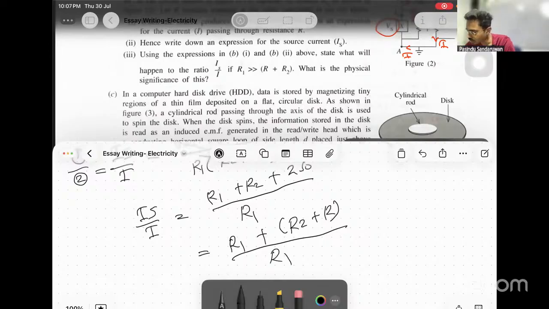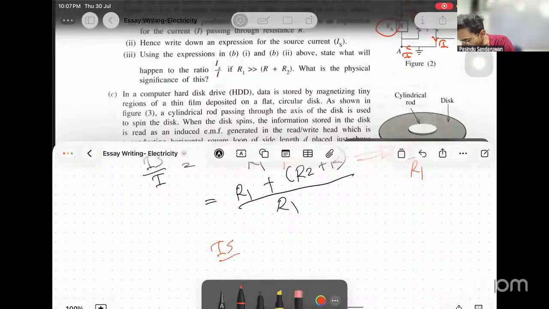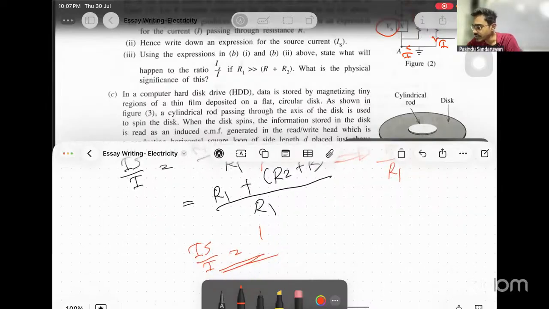See what happens now when R1 is extremely greater than this one. If this part is negligible with respect to R1, this addition goes to R1, and the denominator is also R1, so it becomes 1. Then what is our final result? IS over I becomes 1 in that case. Then the question is, what happened to the ratio? It reaches 1.